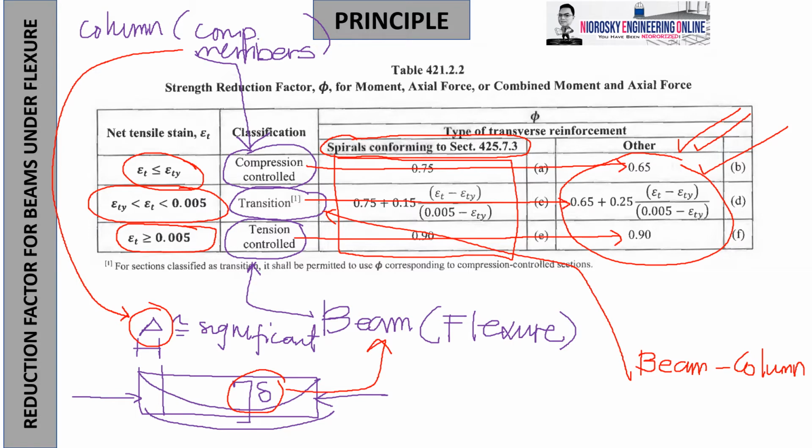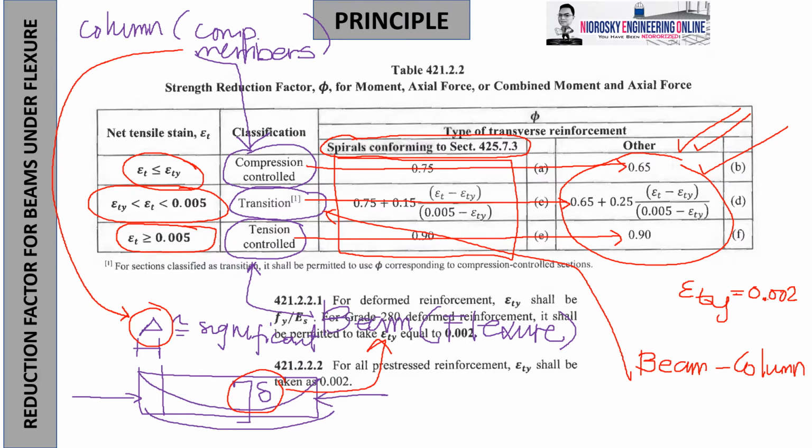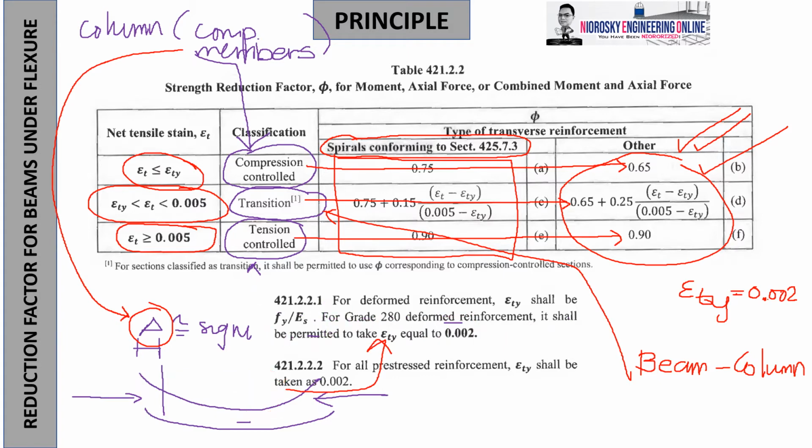Okay? Sa beam kasi, hindi na tayo maglalagay na, or walang ilalagay tayong spiral, kasi usually sa column yan. Okay? But if you will notice, meron tayong tinatawag na E sub Ty. So, ito yung value na sa code natin na 0.002 ay yung under yielding maximum strain. Ayan. So, sinabi ng code na yan. So, let me erase this para mas ma-visualize. Okay? So, sinabi ng code na yan is for deformed reinforcement, E sub Ty shall be Fy over Es. So, for grade 280, deformed reinforcement, it shall be permitted to take the maximum tensile strength under yielding equal to 0.002. So, again, that E sub Ty is 0.002.